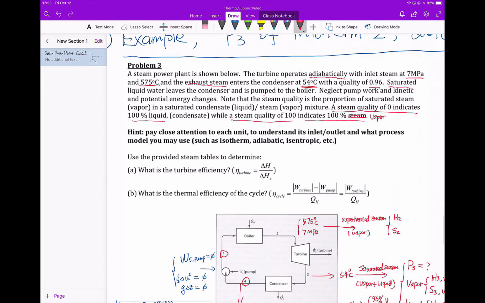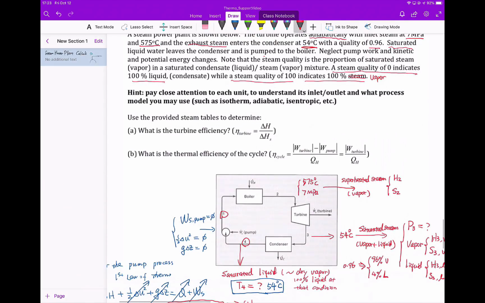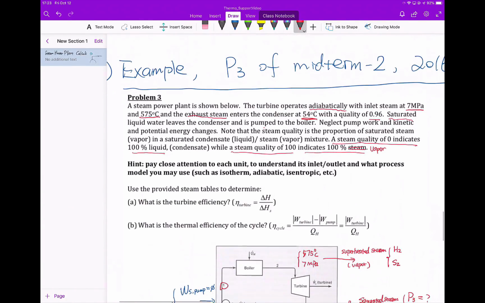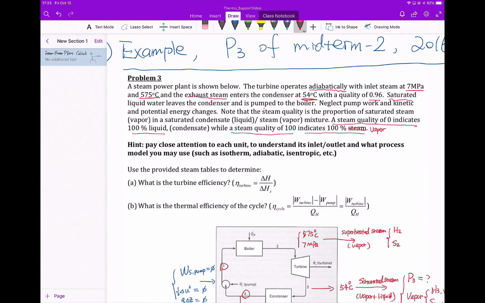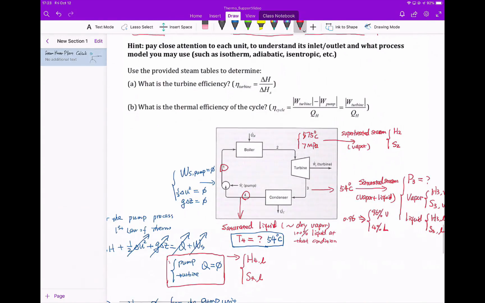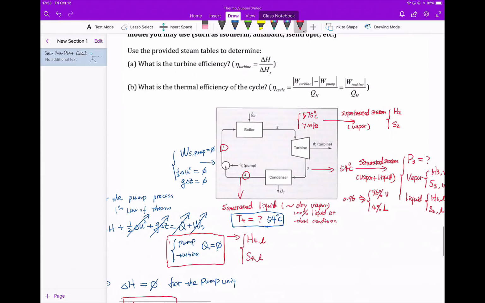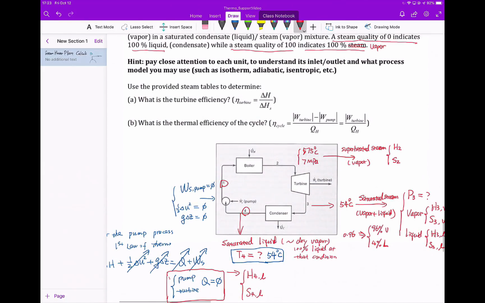The hint is pay close attention to each unit to understand its inlet and outlet. This was what we tried to do. And what process model you may use, such as isotherm, adiabatic, isentropic, and so on. And use the provided steam table to determine, one, what is the turbine efficiency. Okay, then we need to calculate the turbine unit. Two, what is the thermal efficiency of the cycle.